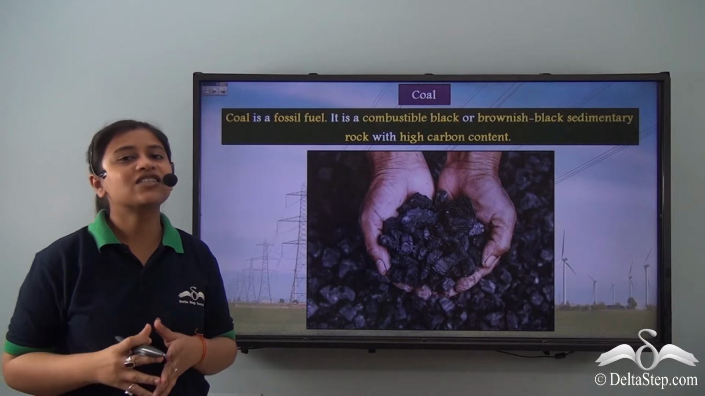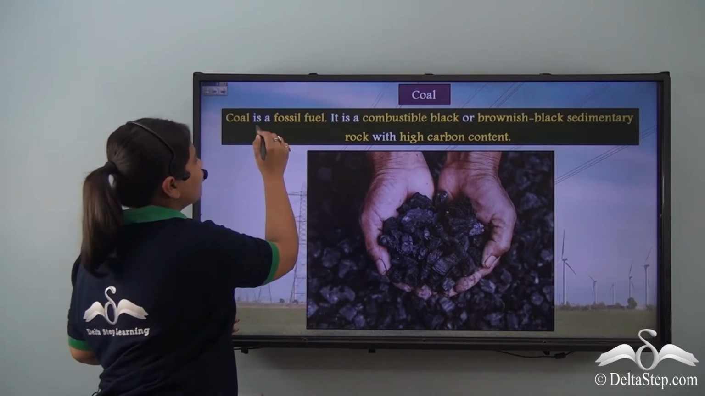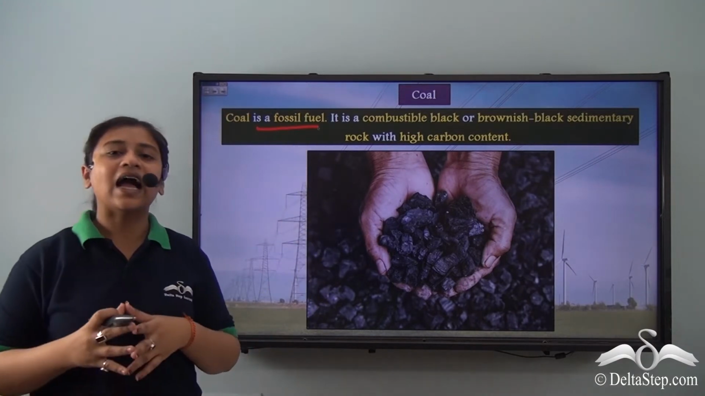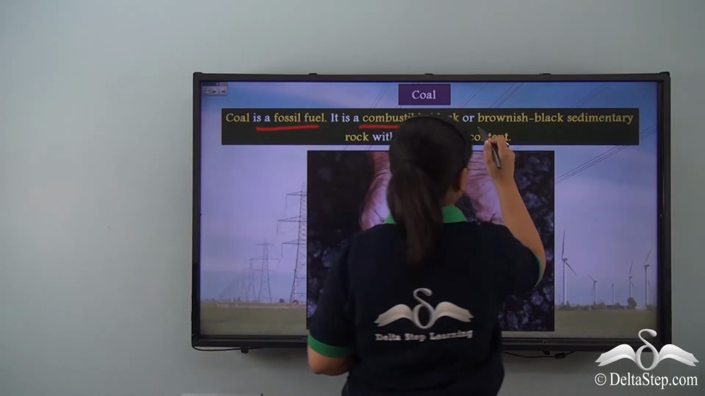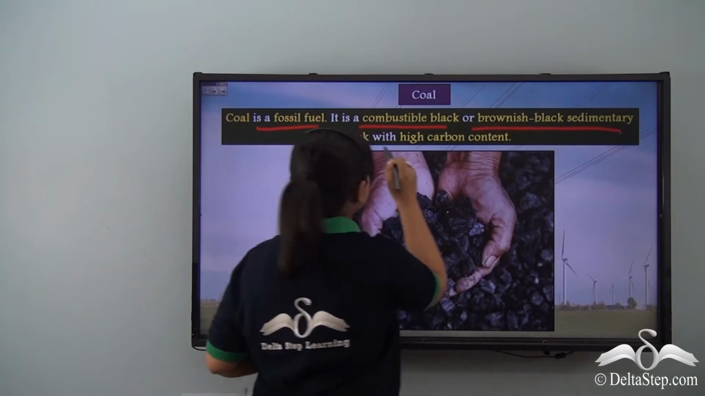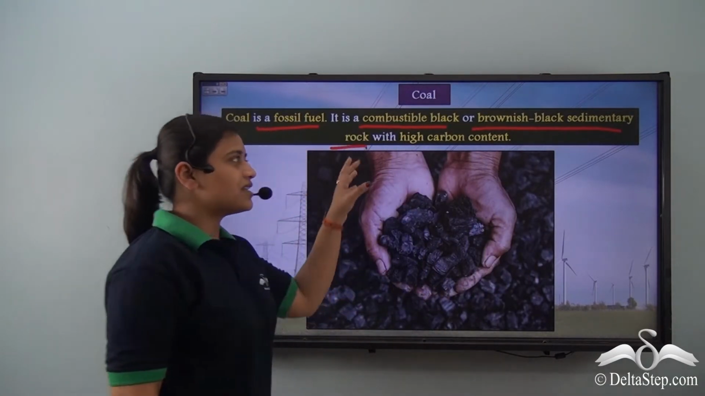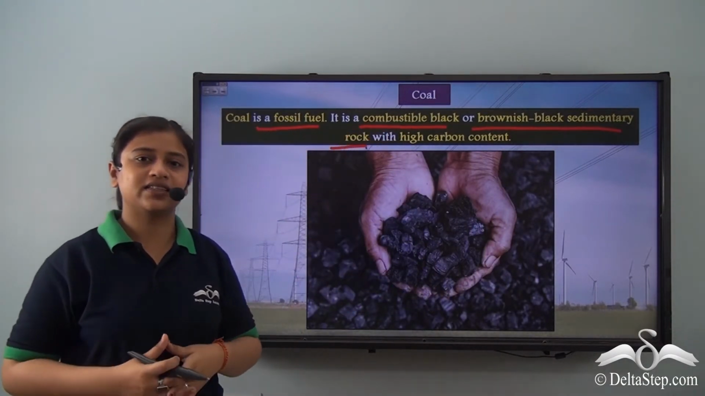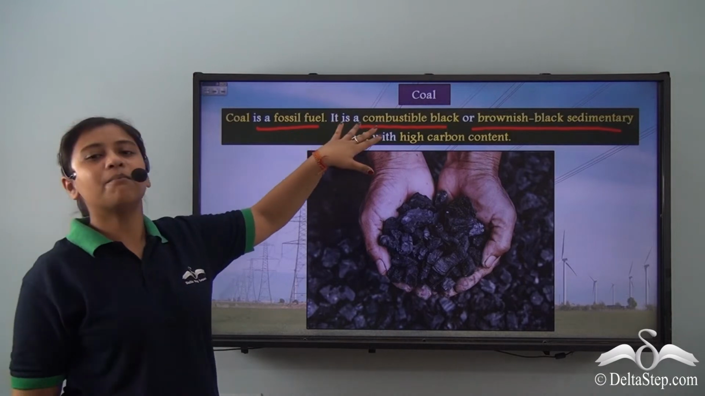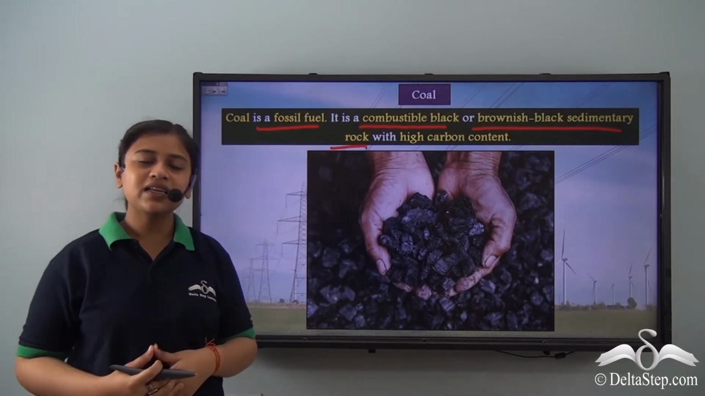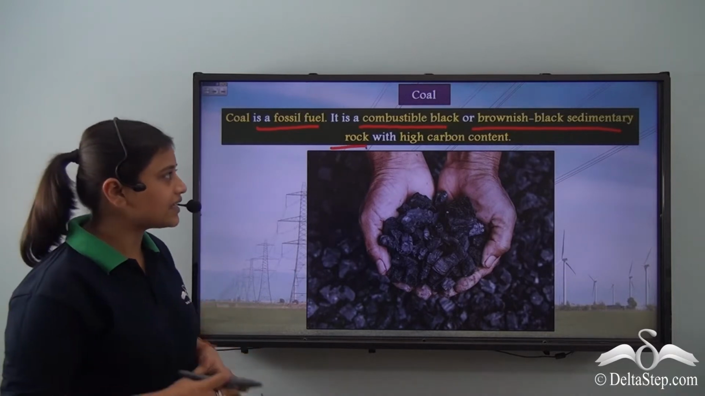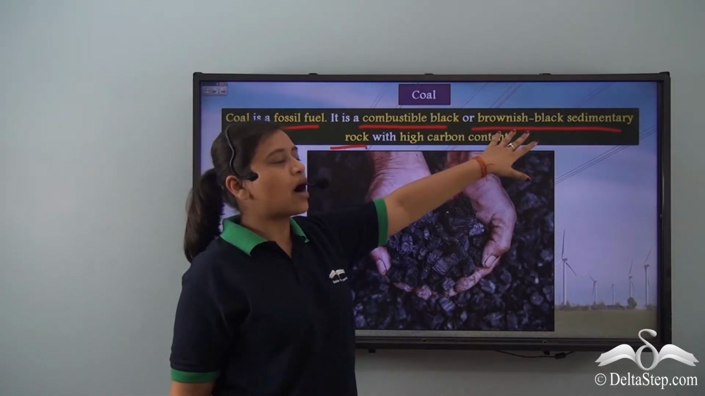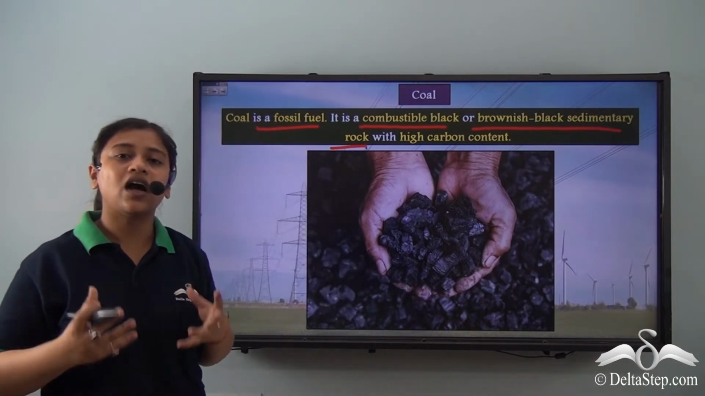So what exactly is coal? Coal is a fossil fuel, right? And it is a combustible black or brownish black sedimentary rock. So let's understand each component of the sentence. First, it says that it is combustible. What does combustible mean? Combustible means that it can easily burn. Secondly, it is black or brownish black. That tells you about the color of the coal.